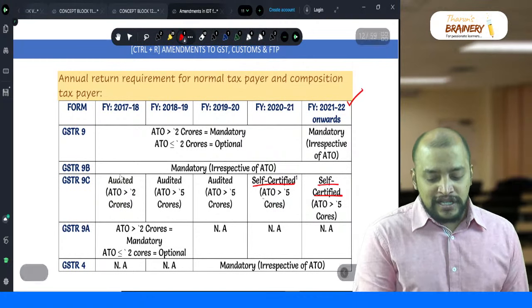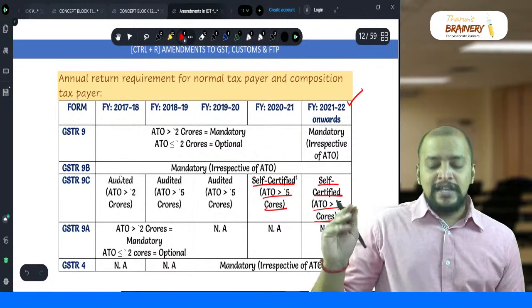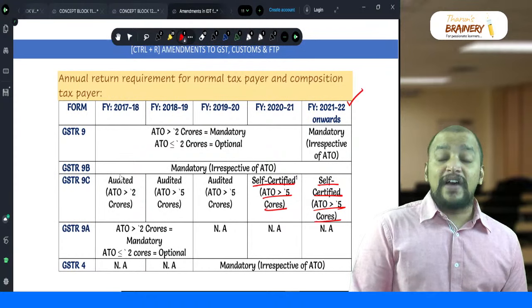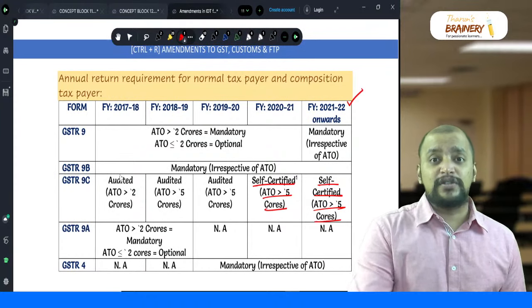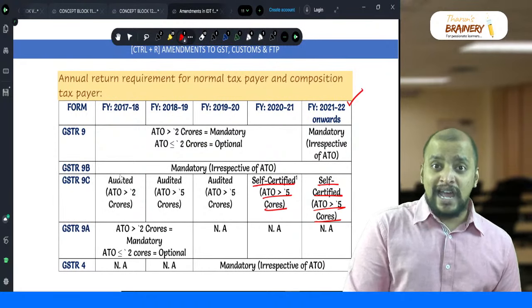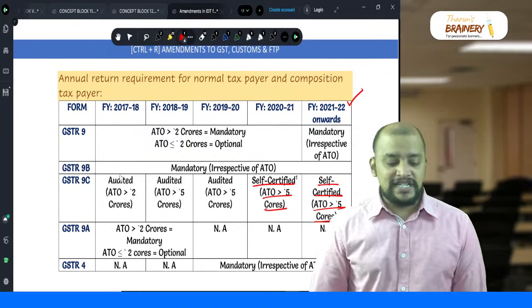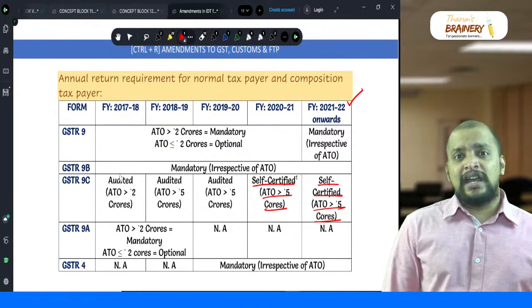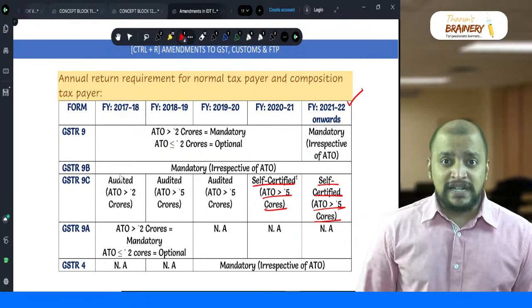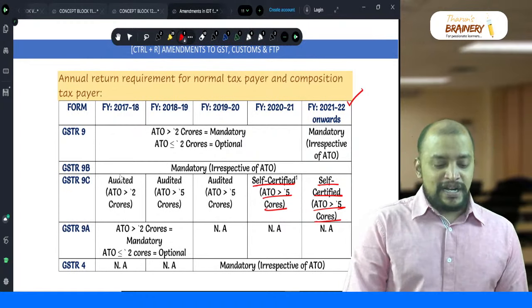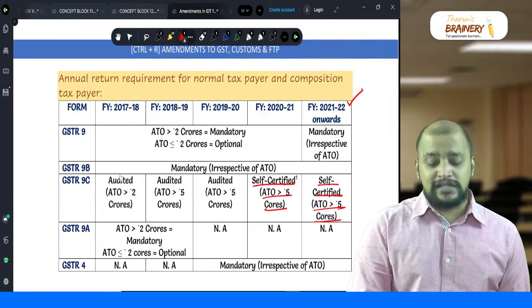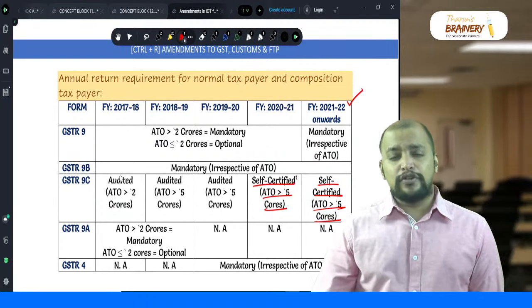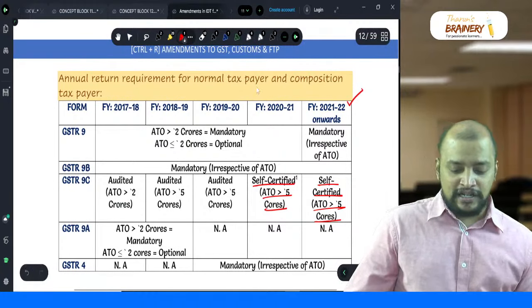So for that purpose only I just gave you this point. Aggregate turnover exceeds 5 crores, not 2 crores. Previously it was 2 crores. The limit has been enhanced and it is now a self-certified statement. GSTR 9A was an annual return to be filed by a person opting for the composition scheme. But in the place of 9A, we have GSTR 4, and that is mandatory irrespective of the aggregate turnover.